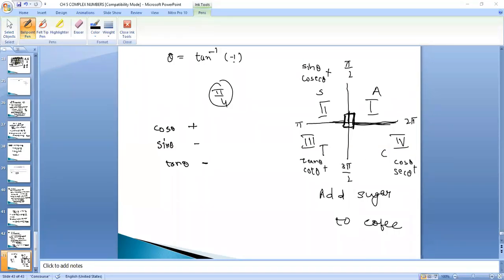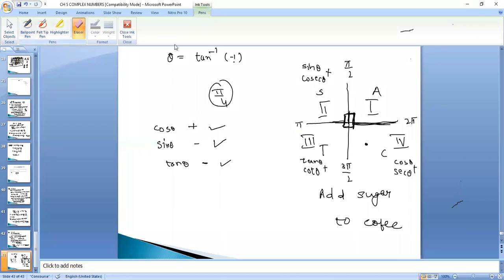So in which quadrant can our theta lie? Are you able to understand the quadrants? Fourth quadrant. Okay, very good, our theta will lie in the fourth quadrant. Why? Because in the fourth quadrant cos theta is positive, so our condition holds true. Sin theta is negative, yes. Tan theta is negative. So our theta will lie in the fourth quadrant, right?